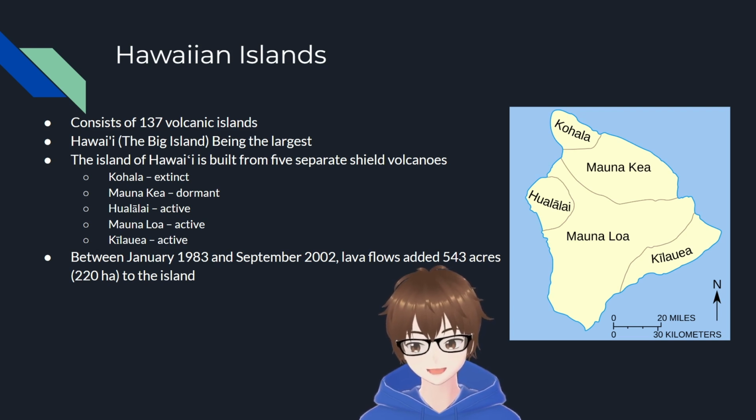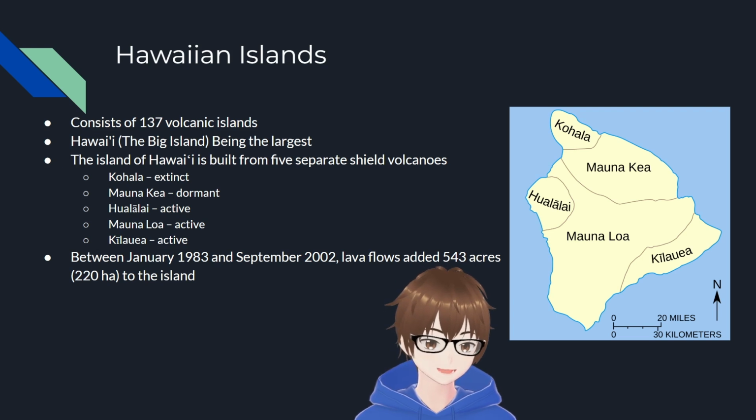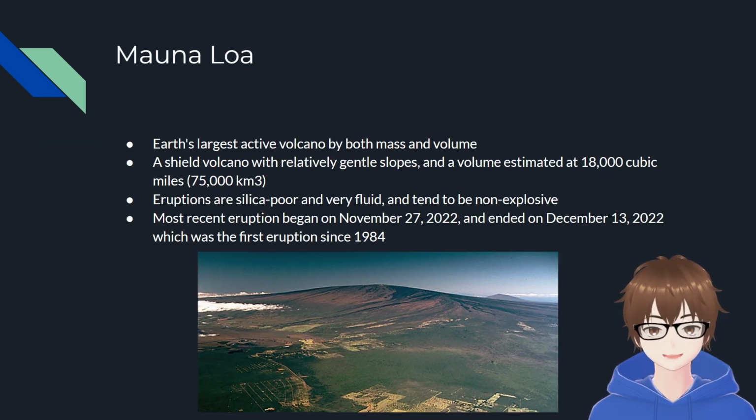Between January of 1983 and September 2002, lava flows have also added 543 acres to the island. And then you can see a picture there of all 5 of them. Mauna Loa is the Earth's largest active volcano by both mass and volume. It is a shield volcano with relatively gentle slopes and a volume consisting of 18,000 cubic miles.